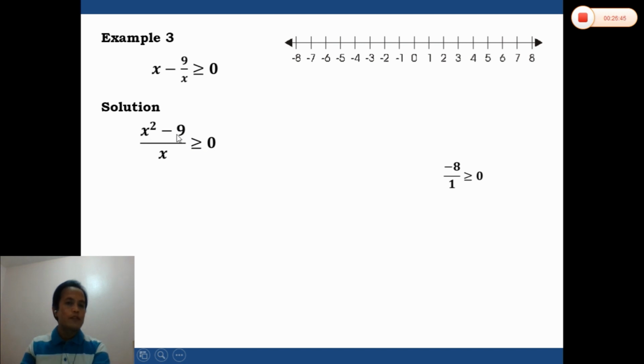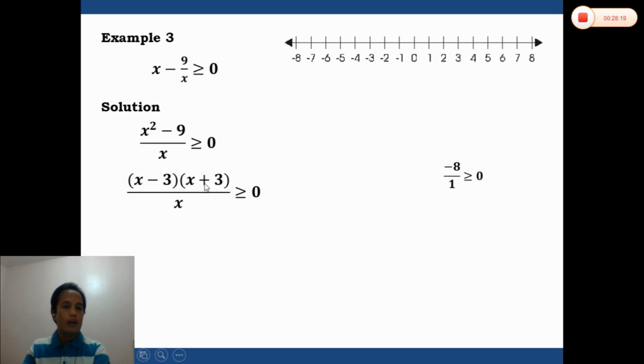Since x squared minus 9 is factorable, we need to factor out x squared minus 9. So the factors are x minus 3 times x plus 3, over, we copy the denominator x. This time, we need to find the values that will make the numerator 0. Since we have two factors here, that means we have two values of x that will make the numerator 0. In this case, if we substitute +3 here, +3 minus 3 is 0. Then 3 plus 3 is 6. So 0 times 6 is 0. So that will make the whole fraction 0.